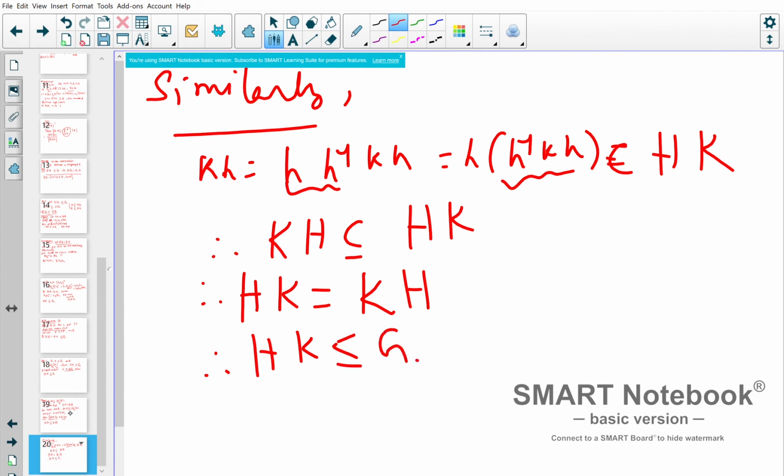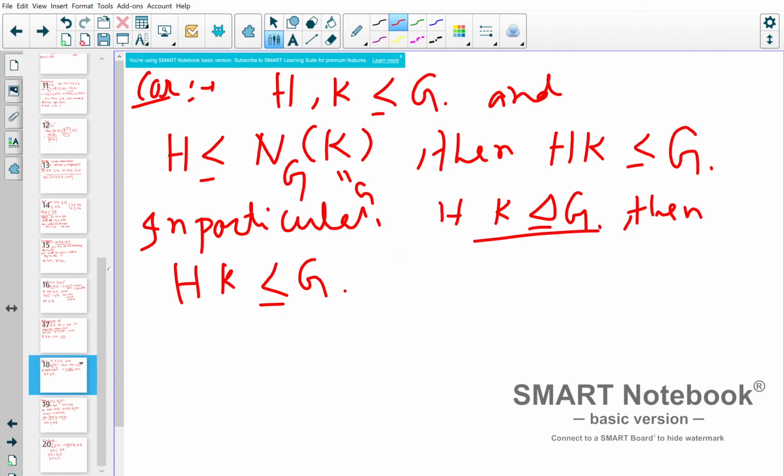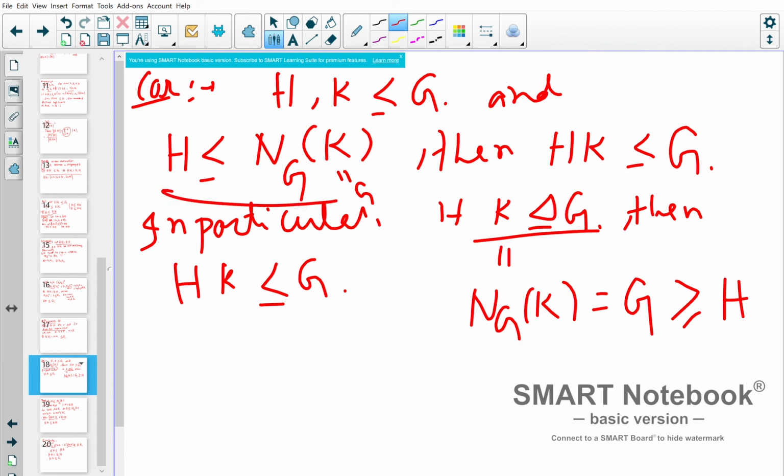And we have one more condition here: in particular, if K is a normal subgroup of G, then what happens? Then the normalizer of K in G is nothing but G itself, since every element normalizes K. This is the meaning of normal subgroup, right? And obviously H is a subgroup of G, and then this condition is trivially satisfied, right? Done. So this is the proof.